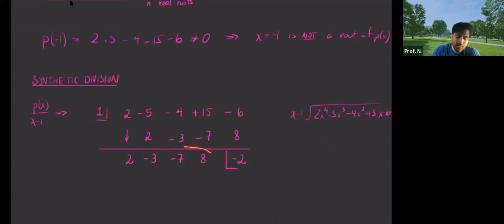So these numbers here, these are the coefficients of my quotient. So whatever's going to be up here is going to be x cubed minus 3x squared minus 7x plus 8. So these are the coefficients of the quotient. And then what's this last number represent? Well, we have a quotient when we divide, right? When we divide a polynomial by a polynomial or a number by a number, we get the quotient plus a remainder.